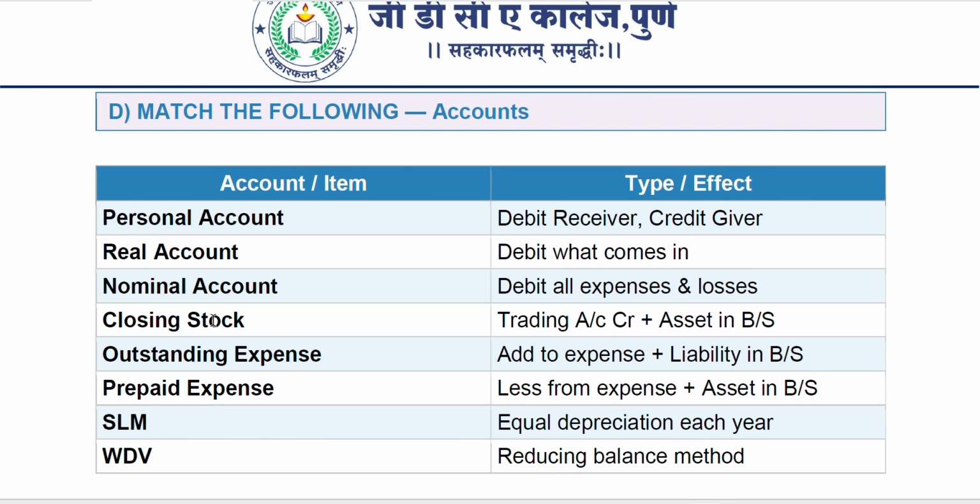Match the pair for accounts. If this question comes, accounts and type of effect: Personal account, debit the receiver, credit the giver. Real account, debit what comes in. Nominal account, debit all expenses and losses.